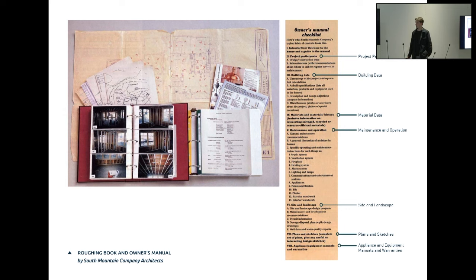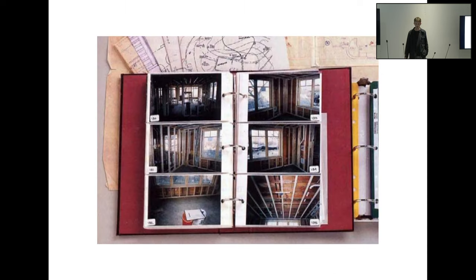South Mountain Company architects in the US have been producing owner's manuals for homes they build, providing owners with building and material data, equipment manuals and warranty information, and maintenance and operation instructions. Additionally, they provide a booklet full of photographs taken during the construction stage to give the owners information about how the building is constructed. This booklet empowers residents by enabling construction literacy and is extremely helpful for contractors and workers during repairs or renovation projects.